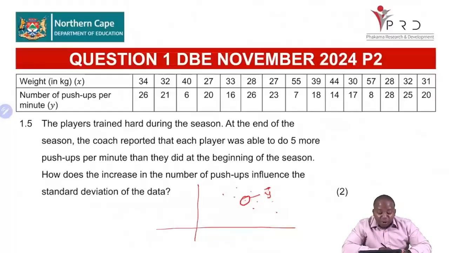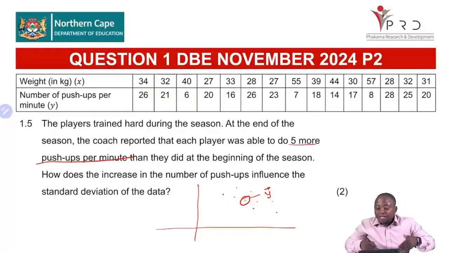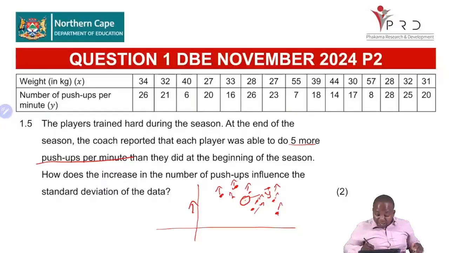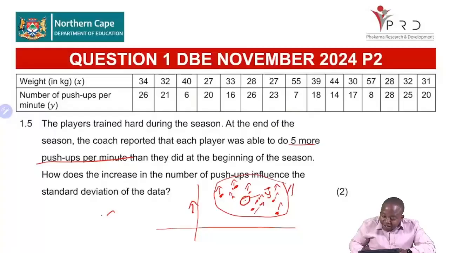So we are told that each player was able to do 5 more push-ups per minute. When they're saying each player was able to do 5 more push-ups, that means every point we have on the scatter plot, in terms of the number of push-ups, which is the Y, is going to increase by 5. So these values will all increase by 5. They'll shoot up by 5, all of them, because all of these players were able to do 5 more push-ups.